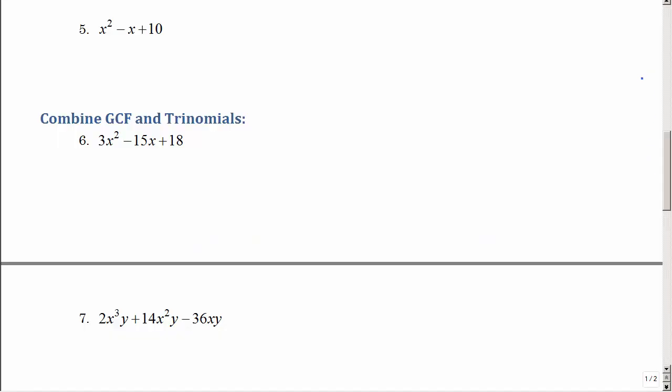Let's look at number 5. Well, we have a leading term of 1, so I know x times x, and I need a negative 1 in the middle. Now what multiplies to get 10, but adds to get a negative 1?